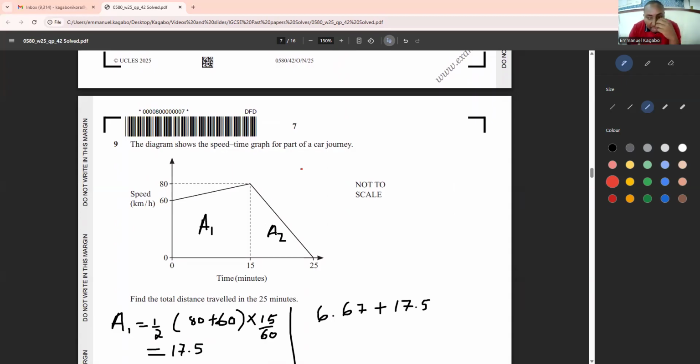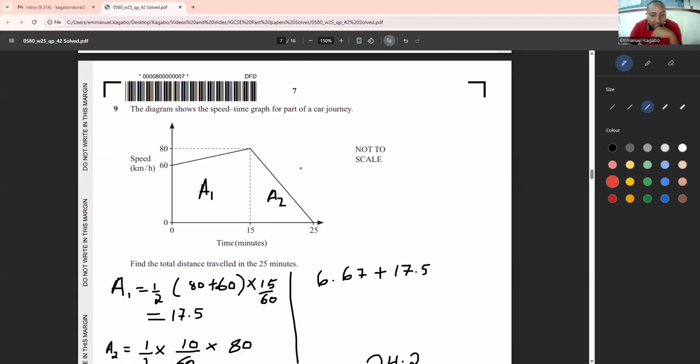It's about speed time graphs. And then the question says, calculate total distance. What I did, I decided to divide it in two shapes. Trapezium, this is that. This is a trapezium here. And then this one. So how do we get the area of a trapezium, guys?